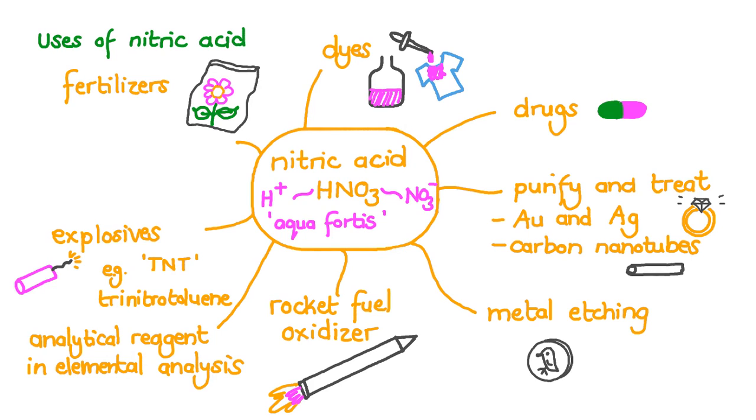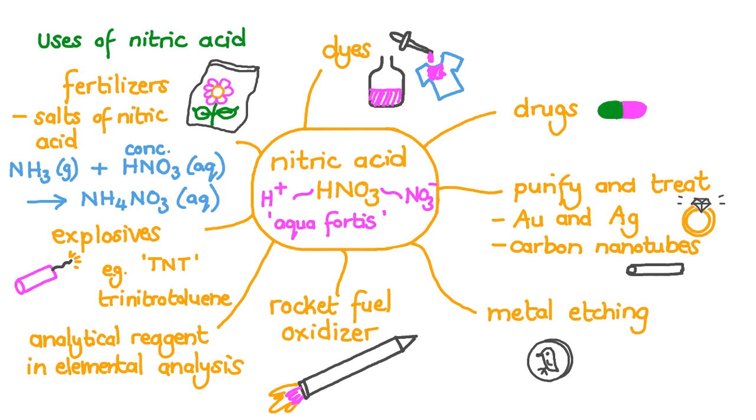Perhaps one of the most important uses of nitric acid is in the production of fertilizers. Many fertilizers are salts of nitric acid. This equation shows the production of the fertilizer component ammonium nitrate. Ammonia and concentrated nitric acid undergo a combination reaction to produce this fertilizer product. Now we know how useful nitric acid is, let's have a look at how it is made in the lab.